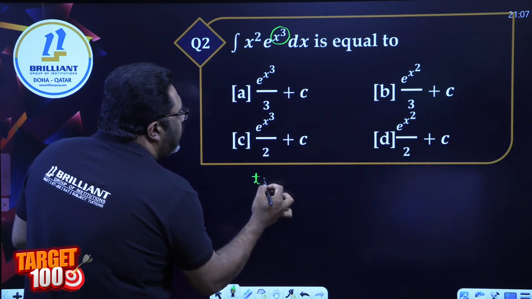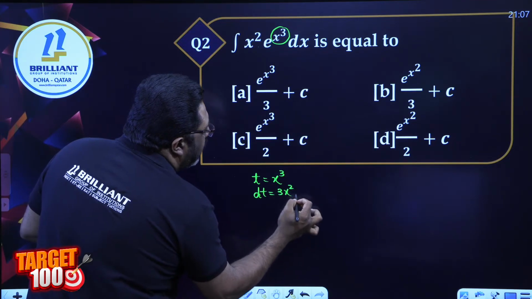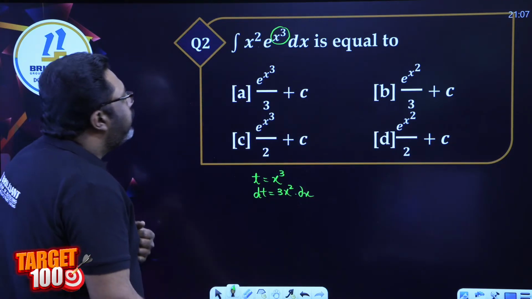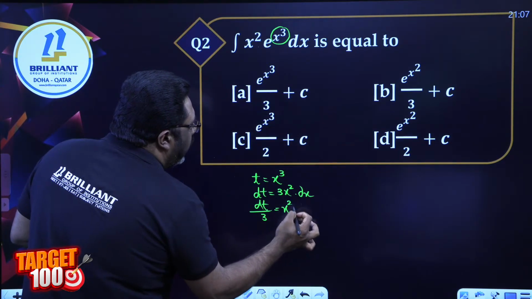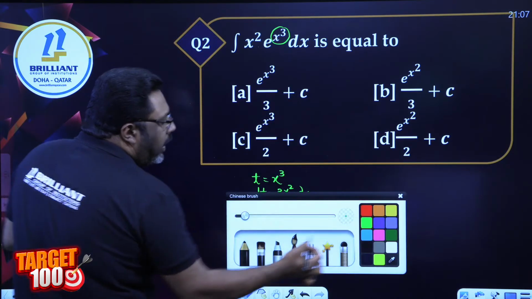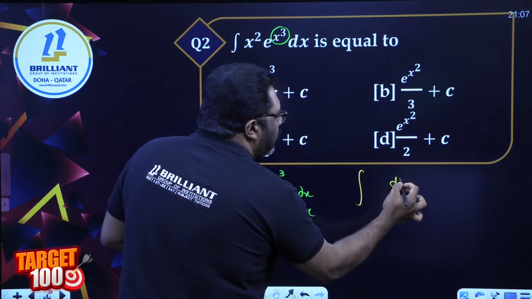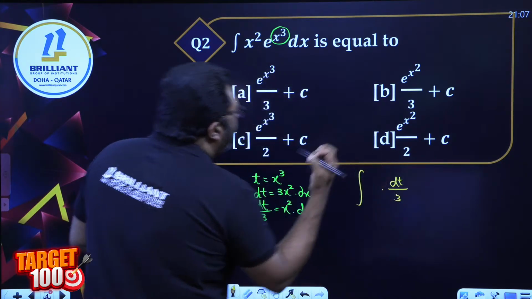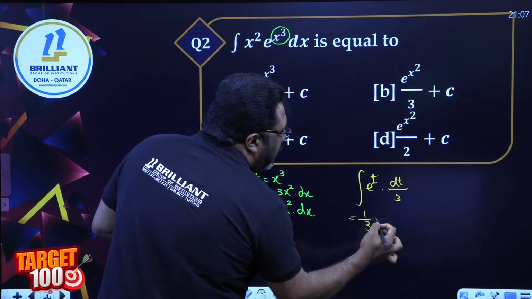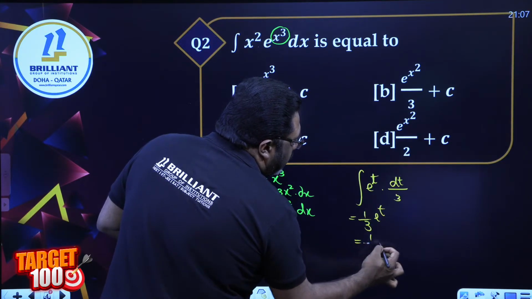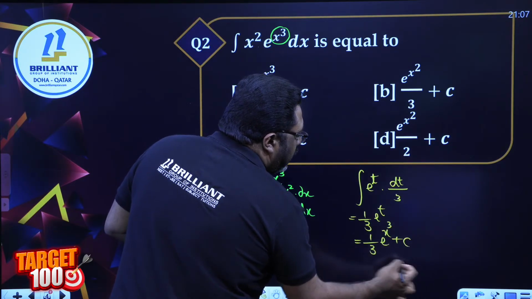So I'm going to put t equal to x cube. Then what's the derivative of t? 3x squared dx. Yes, so dt by 3 is x squared dx. Use that as a substitution, all of you. So you will get x squared dx is dt by 3 and e raised to t. That is 1 by 3 e raised to t, which is 1 by 3 e raised to x cube plus c. Option?